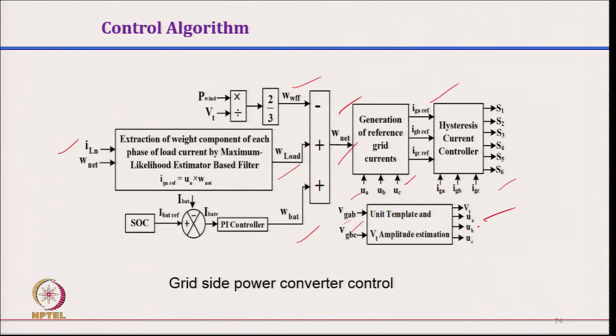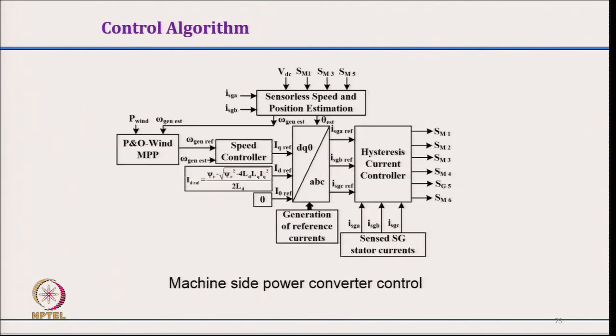So, two line voltages are sensed and converted into phase voltages, and from the phase voltages we generate the template as well as the amplitude of the voltage. And this is the typical algorithm corresponding to machine side power control.